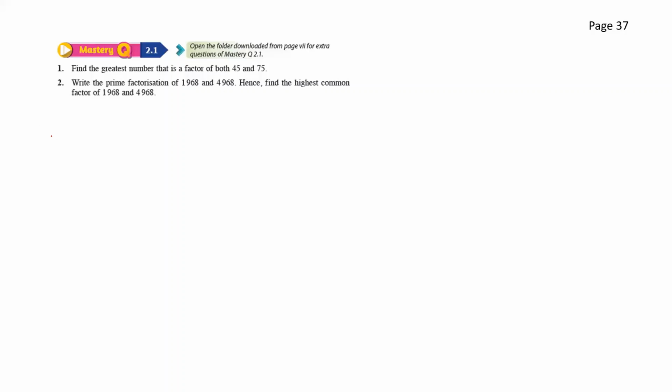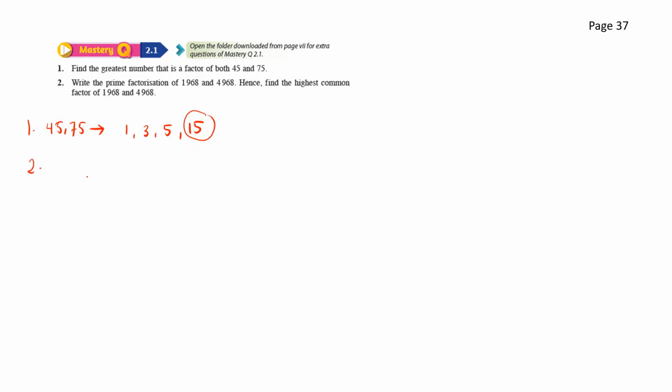Moving on to Mastery Q 2.1. Find the greatest number that is a factor of both 45 and 75. So here we have 45 and 75. The common factors are 1, 3, 5 and 15, which means the highest number, which is a factor, is 15.